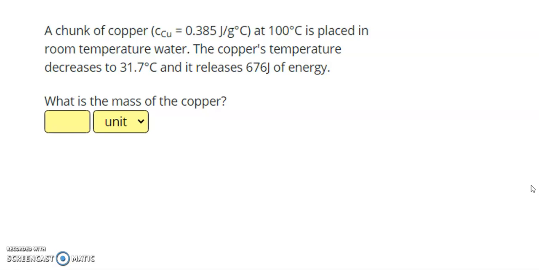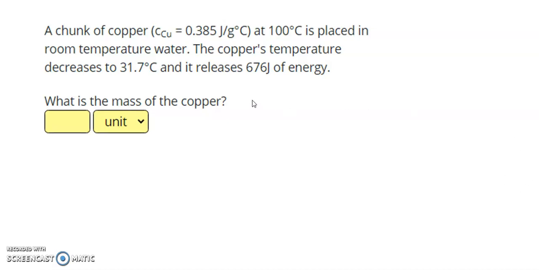This is the example problem for Unit 2 Energy, Complete Problems 3, Specific Heat. The problem says a chunk of copper, specific heat of copper is 0.385 joules per gram degree Celsius, at 100 degrees Celsius is placed in room temperature water. The copper's temperature decreases to 31.7 degrees Celsius and it releases 676 joules of energy. What is the mass of the copper?